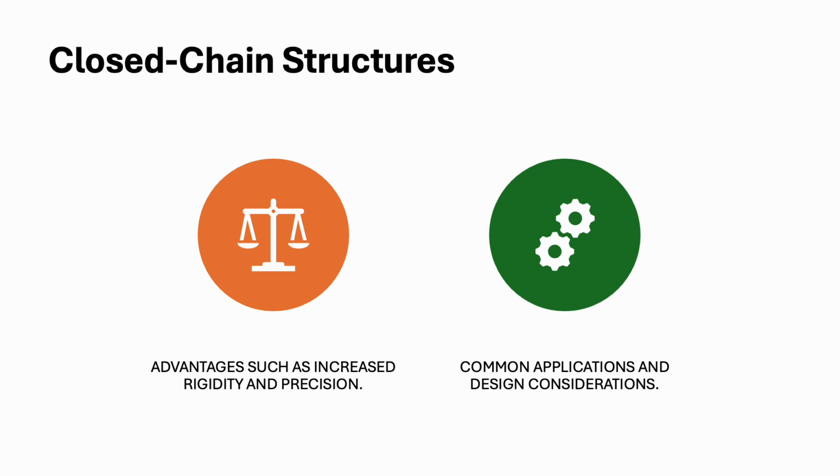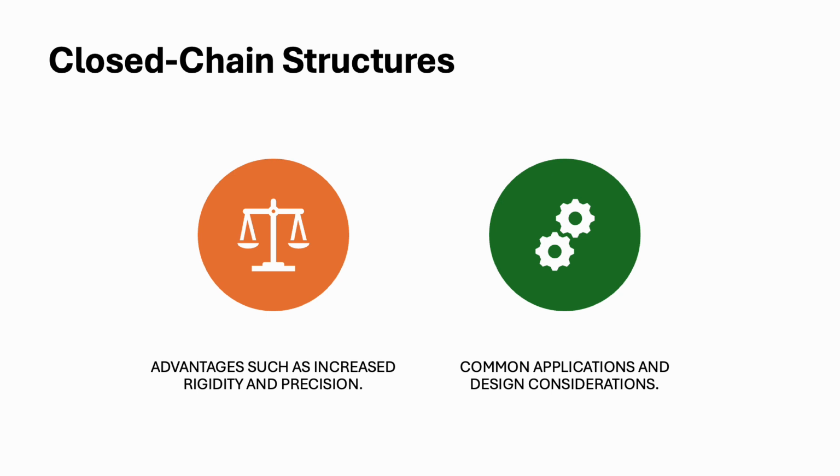Closed chain structures. Let's look into this with a scenario. In an advanced manufacturing facility, a robotic system utilizing closed chain structures is deployed to enhance precision and rigidity in assembly operations. Closed chain structures, characterized by loops where the end of the kinematic chain is connected back to the base, provide significant advantages in terms of structural stability and accuracy.